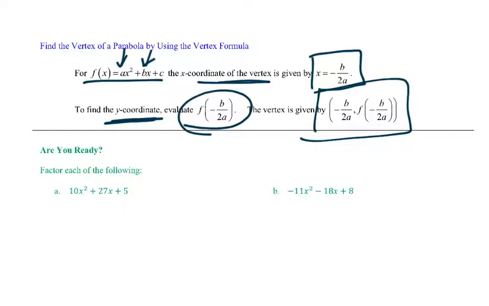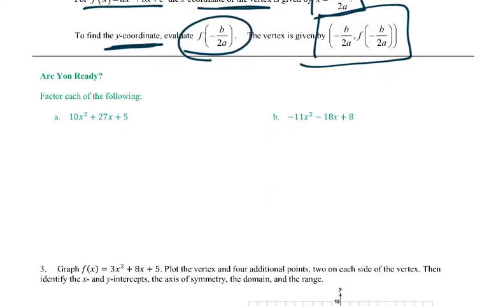So we're going to first do a get ready session. We're going to factor each of these following polynomials. This is just a good reminder on how to factor a polynomial with a leading coefficient. Now you might have learned the AC method, you might have learned the reverse box method. Whichever way you learned is fine. I'm going to talk about the AC method.